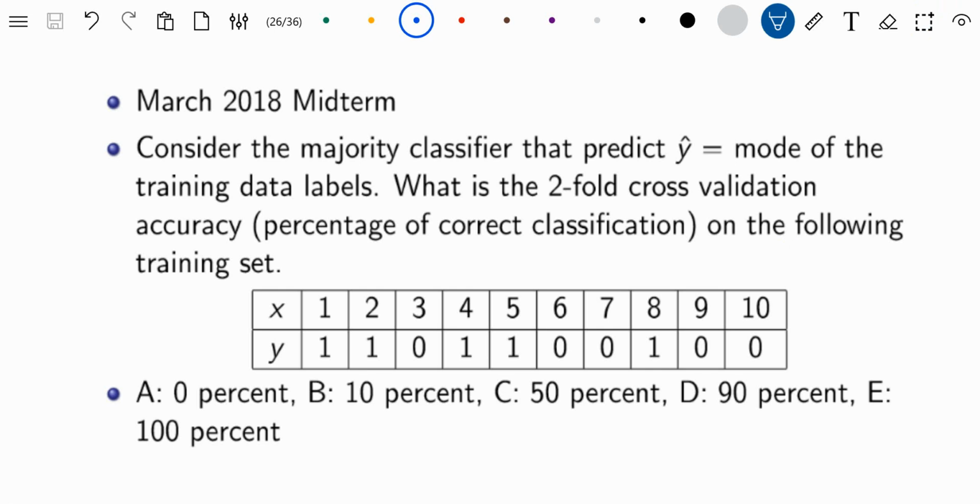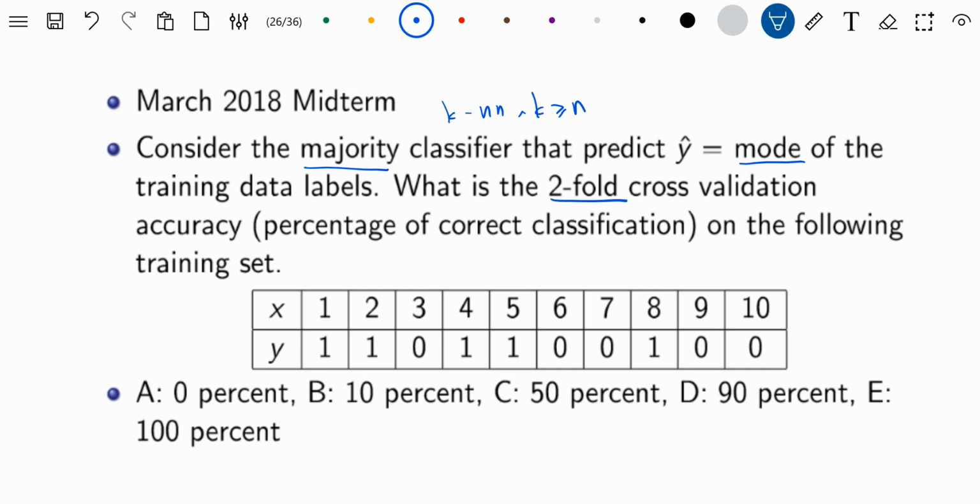This question is asking about the twofold cross-validation accuracy using the majority classifier. So we know that the majority classifier is also the k-nearest neighbors classifier with k larger than or equal to n, n being the number of instances in the training set. But in any case, it's just predicting the majority of the training data label.